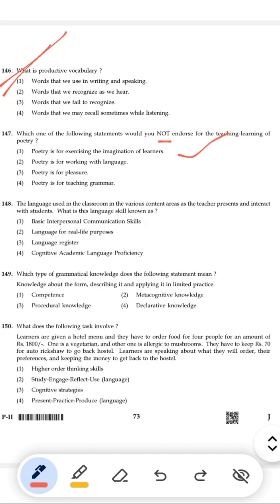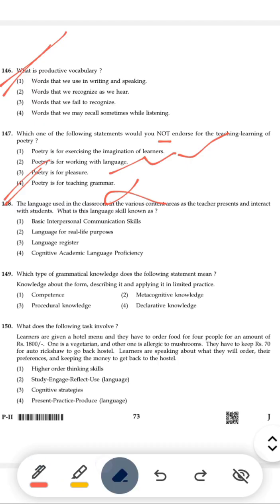Option 2 says poetry is for working with language. Yes, through poetry, students can be introduced to different structures of language. It is absolutely correct. Poetry is for pleasure. Yes, poetry is being taught for excitement, to make learners feel enthusiastic while learning. So option 3 is also correct. Option 4 says poetry is for teaching grammar. No, option 4 is the incorrect statement. Hence, option 4 is the correct answer for this question.